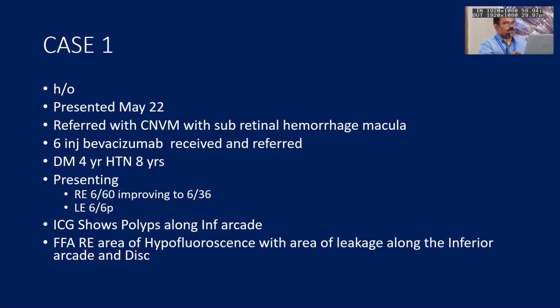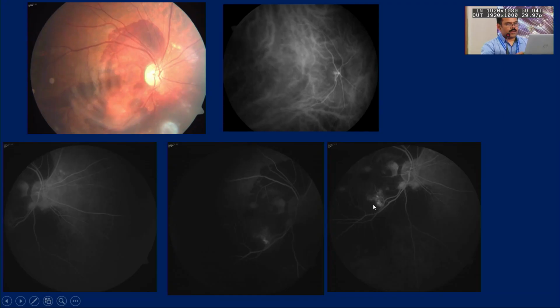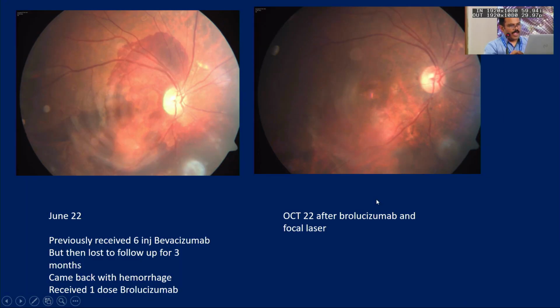So having said all that, now let us come to some real world scenarios. I have about 6 or 7 cases. This patient presented in May with CNVM with subretinal hemorrhage. There were 6 injections of bevacizumab which were received before referral, and the patient's vision was 6/60, and this is the subretinal hemorrhage on presentation. You can see the leakage of that polyp there.